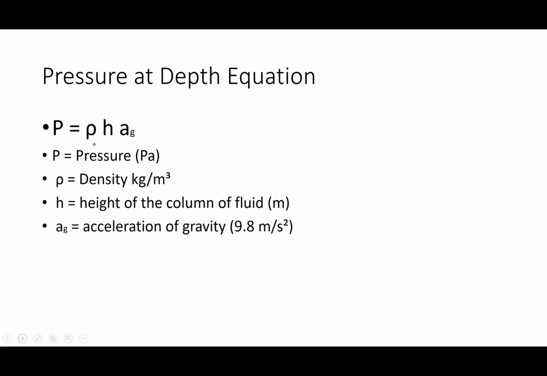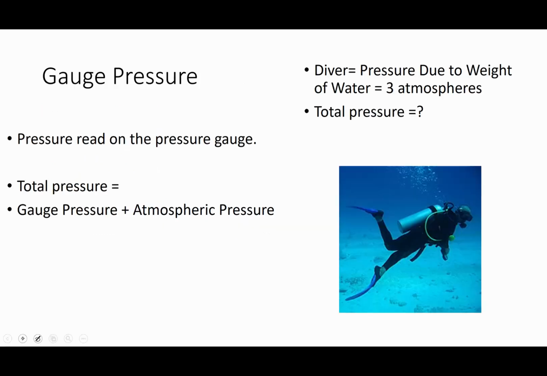So here it is one more time. The pressure at the depth in a solution or a fluid is the density of the fluid, the height of the column of fluid, and our old friend acceleration of gravity. So put this equation on your formula sheet, make sure you understand what units it's going to be in, and we're going to use it after a bit. But let's talk about a few things about what this all means.